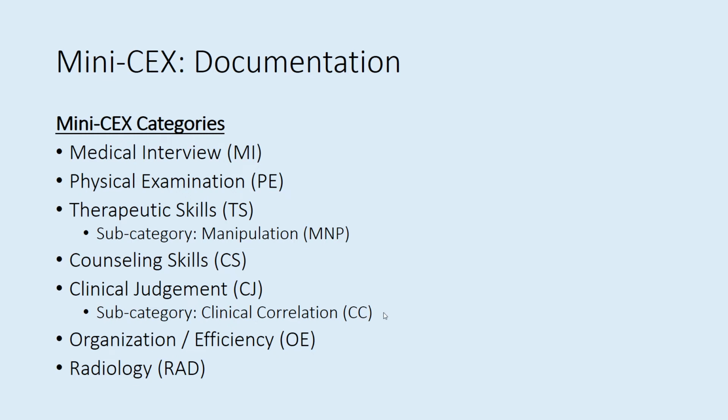So I'm missing one. I apologize. We're missing one category here, professionalism and ethics. I will go through it when I go through all of the rubrics and descriptions of the categories, but I am missing professionalism and ethics on this list. I apologize.